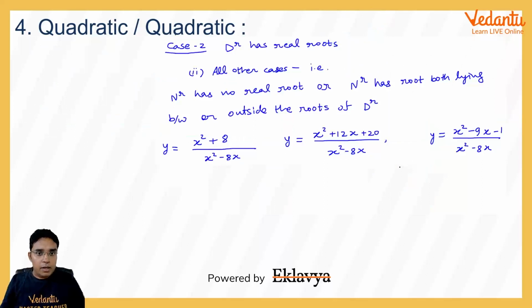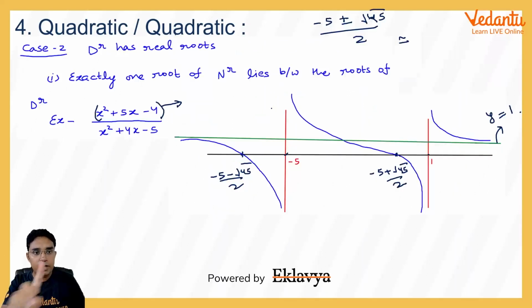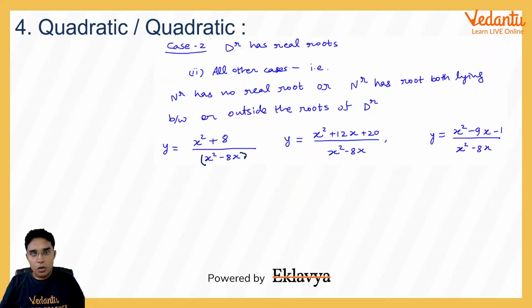Okay, now coming to case number 2, when the denominator has real roots but all other cases except case number 1, meaning all other cases where the numerator has no real roots like this, or the numerator has roots both lying between the roots or outside the roots of the denominator. Okay, let us come one by one.